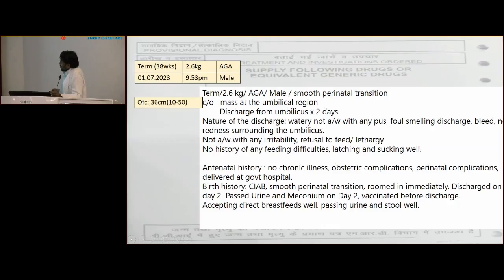Not associated with any irritability, refusal to feed, or lethargy. No history of any feeding difficulties or latching problems, and the child was sucking well. Antenatal history was fairly well, and he had a smooth perinatal transition, and was discharged on day 2, accepting breast feeds well and passing stool and urine.